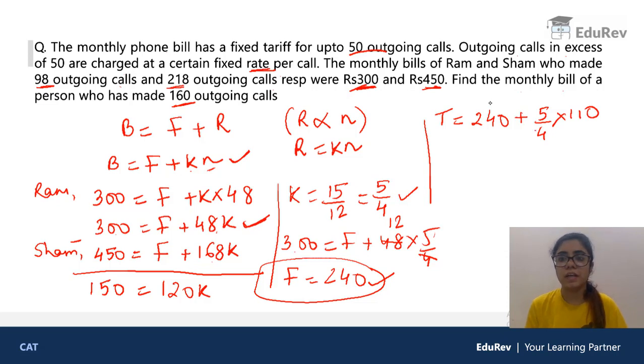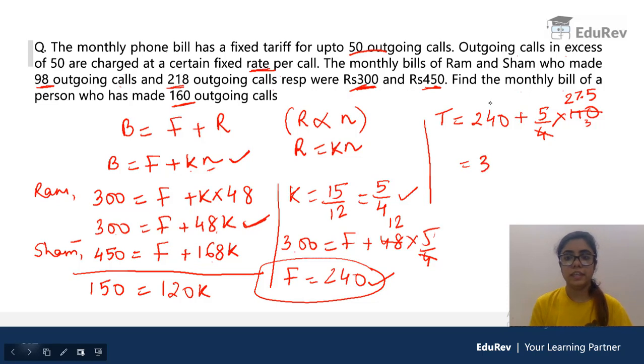Correct? So this will become 4 2s are 8. So you're left with 30. So 4 7s are 28, and then you're left with 5. So this will become the total value, that is 240 plus 5 into 27.5. So if I add this, it comes out to be 377.5. So this is the total money that fellow is required to pay if he makes 160 calls.